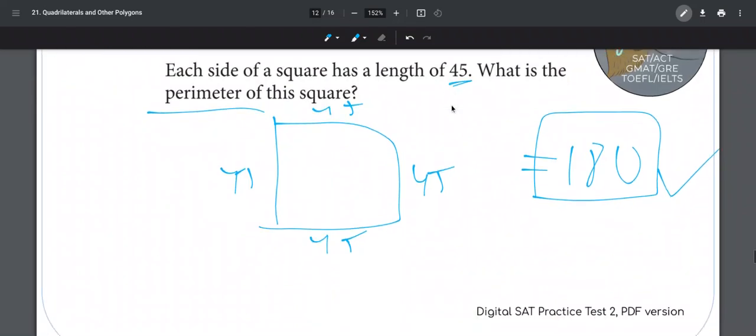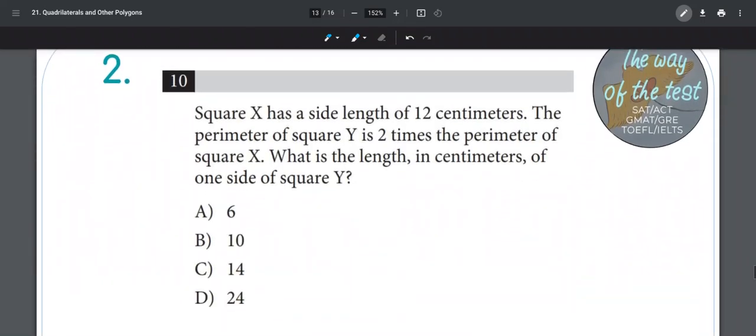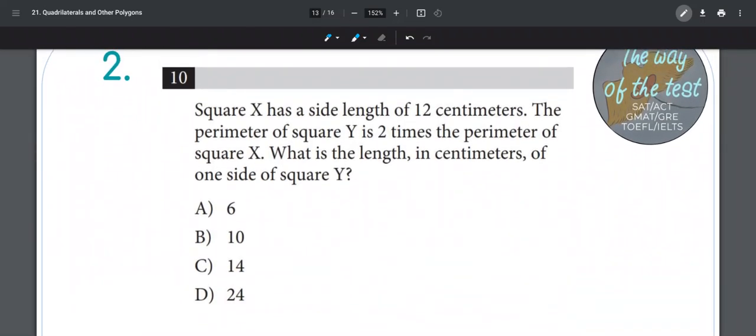Okay, we're going to go to the second question. Pause the video right here. Solve this question, write down the answer, and we're going to check. Okay, so I have a square x. Square x has a side length of 12. So 12, 12, 12, 12.